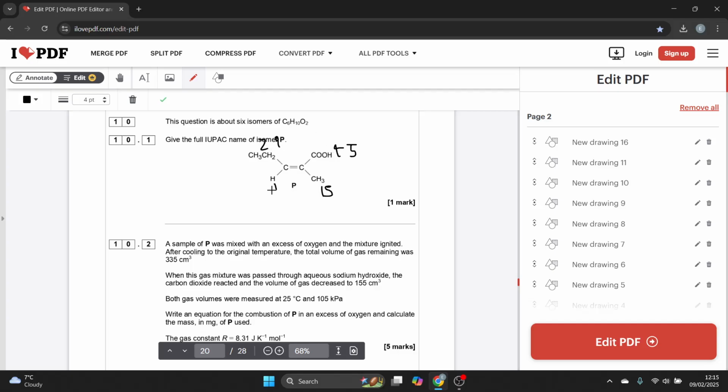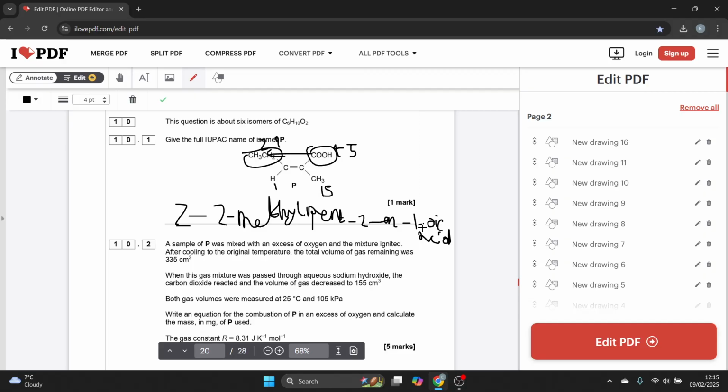So which one has a higher Mr on the left hand side? This one. Which has a higher Mr on the right hand side? This one. Are they on the same side? Yes, they are. So it's going to be Z. Got a methyl group on the second carbon, 2-methyl, pent-2-ene-1-oic acid.